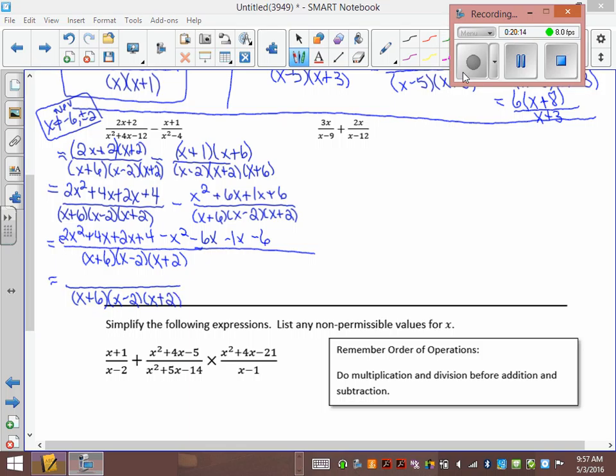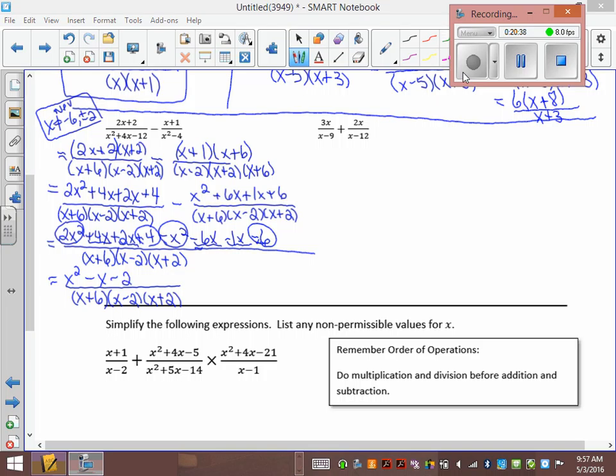And then you collect like terms. So 2x squared minus x squared, x squared. 4x plus 2x minus 6x minus 1x. 4x plus 2x is 6x, minus 6x is 0, minus 1x is negative x. And then 4 minus 6 is negative 2.